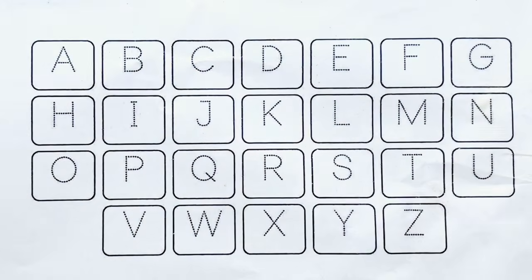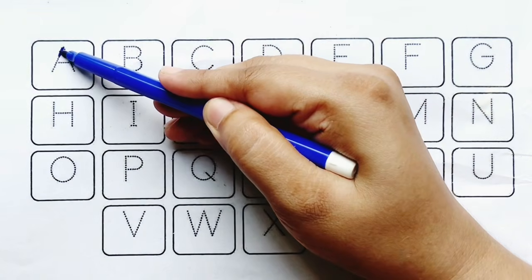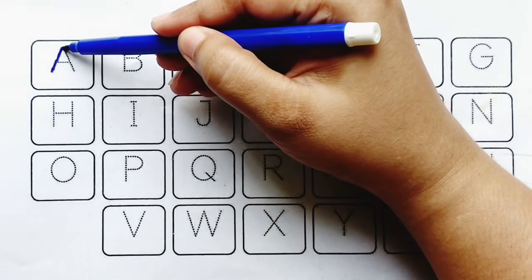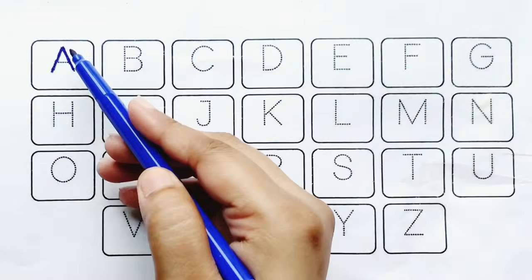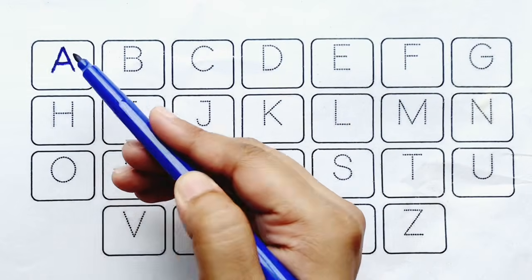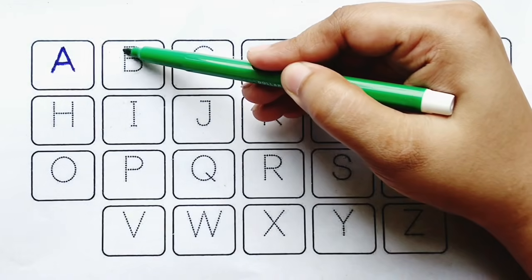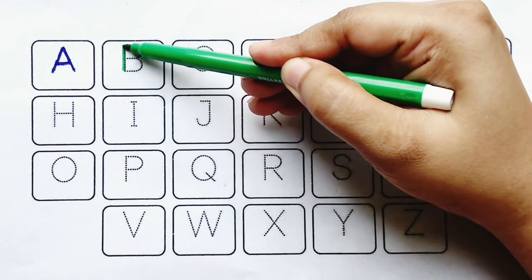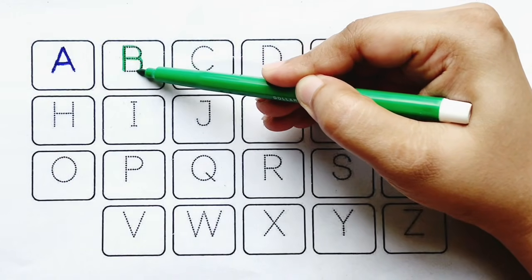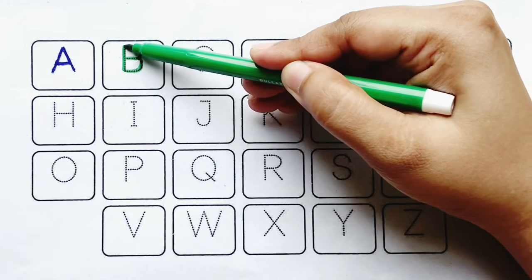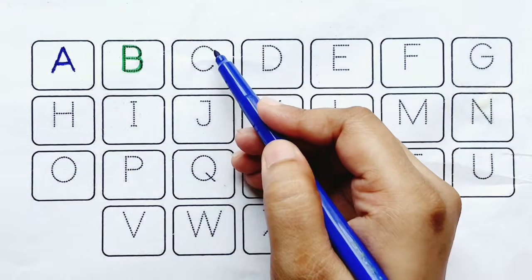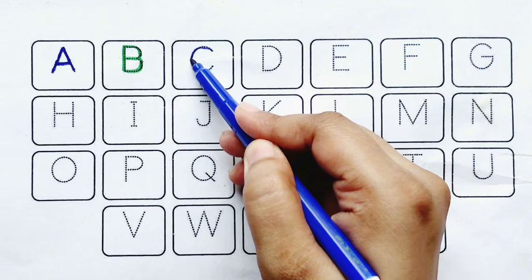Kids, today I will learn how to draw capital letter A. A for apple. B. B for bear. C. C for cat.